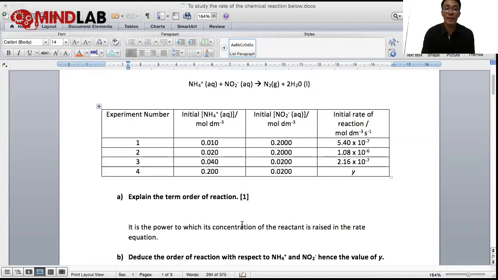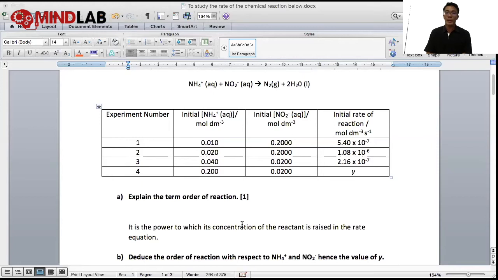Part B: deduce the order of reaction with respect to NH4 plus and nitrite, which is your NO2 minus, and hence the value of Y. Now Y is the initial rate of reaction from experiment number 4. To do that, just as the question suggested, we have to determine the order of reaction with respect to NH4 plus and NO2 minus.